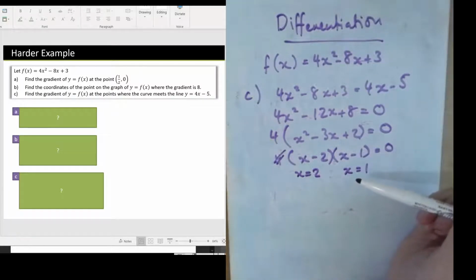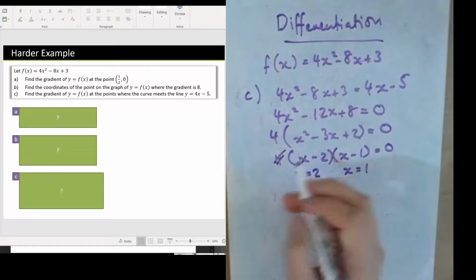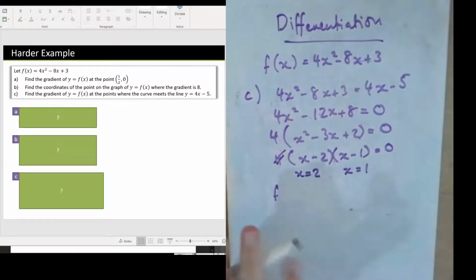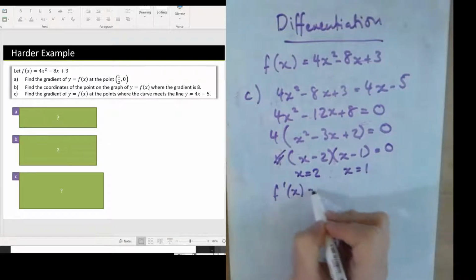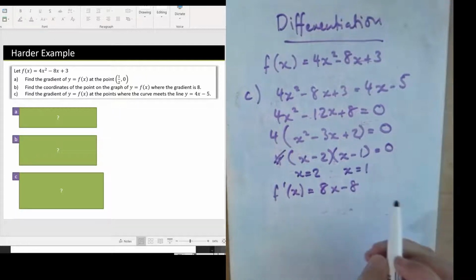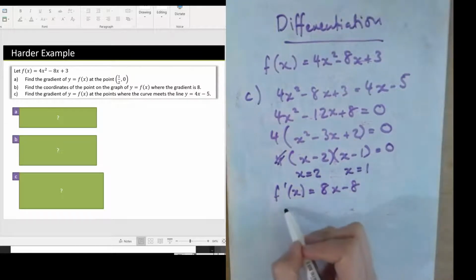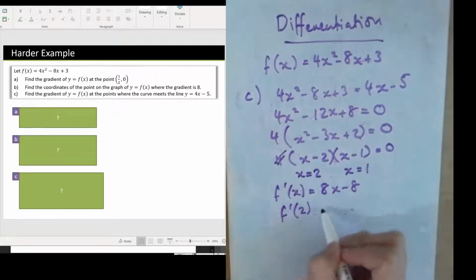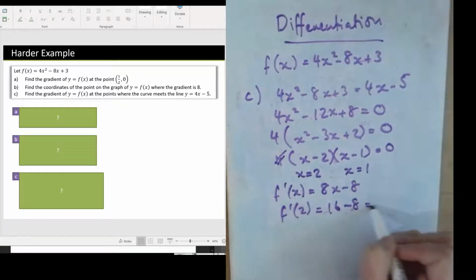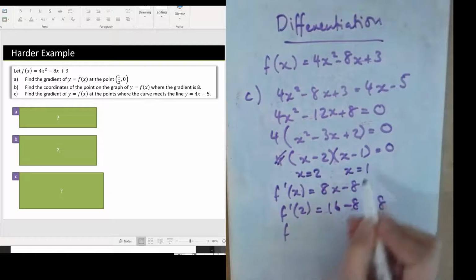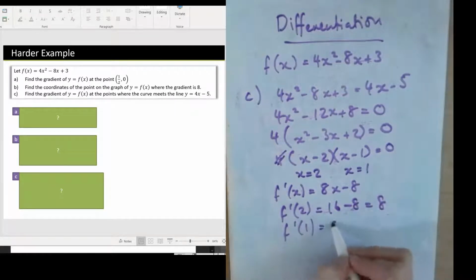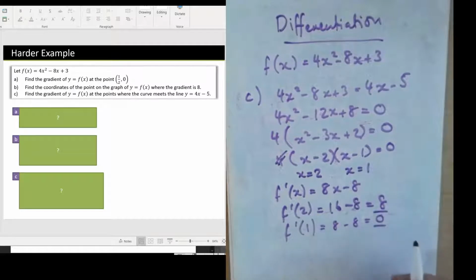So find the gradient at this point where the curve meets this. Oh, okay, so I've got my x points. Because it's just telling me to find the gradient, it's not telling me to find the coordinates, I don't really need to know the y at these points. But I do already know 2x take away 8 is my first differential, so I can find the gradient from there. I need to know what it is when x equals 2, so that is 16 take away 8, which is 8. I also need to know for when it equals 1, so that would be 8 take away 8, which is 0. There you go, I found my 2 gradients at those 2 points. Hopefully that makes sense.